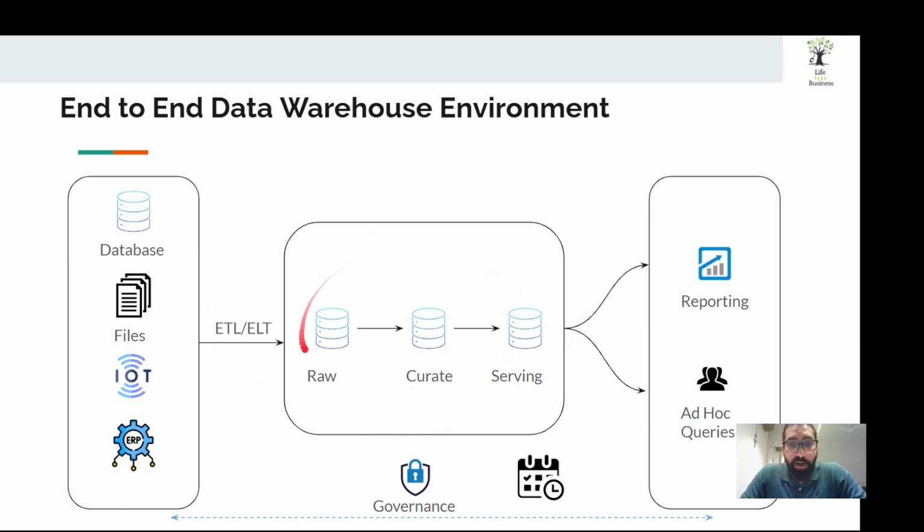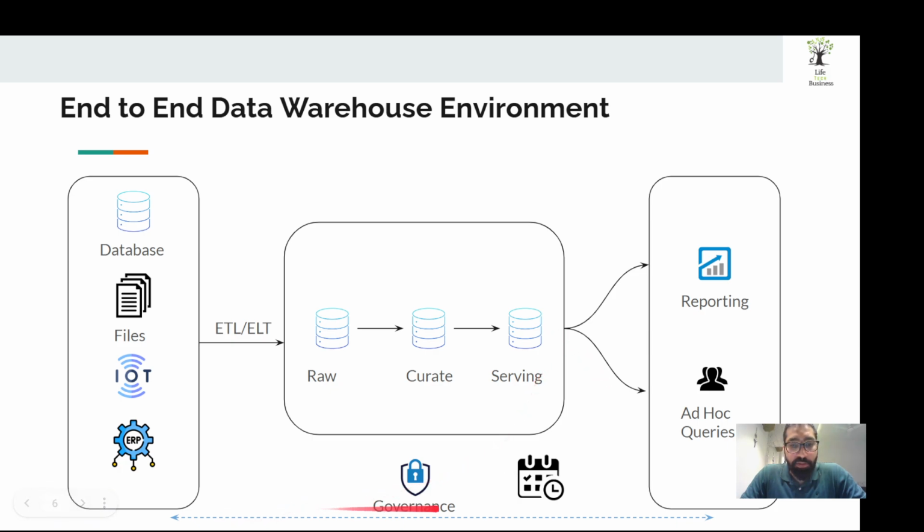At the heart of everything is the data warehouse. We'll discuss this in detail in the medallion architecture as well: what are the recommended architecture designs, and why we should have raw data, curated data, and serving data layers. But this comprises the data warehouse. And then comes the consumption layer, where all the reporting tools like Tableau of the world or Looker of the world come into the picture. And it could be ad hoc queries as well on the data warehouse.